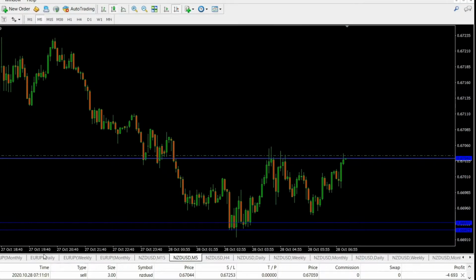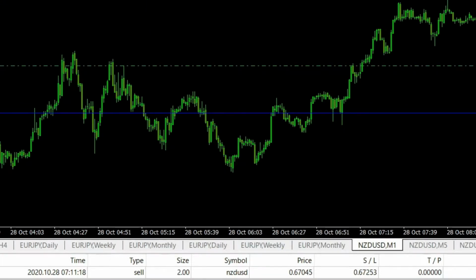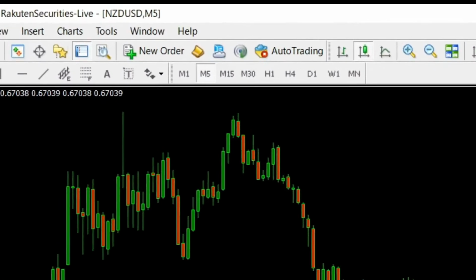Before we begin, just to prove this is a live trade, here are the credentials. Short 3 lots on this account, and short 2 lots on this account. And it's on a live account.